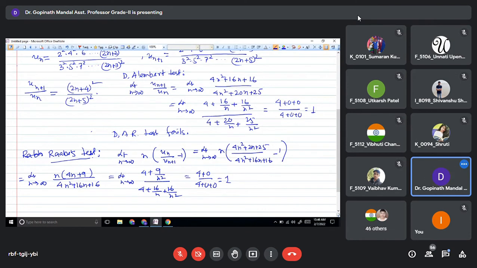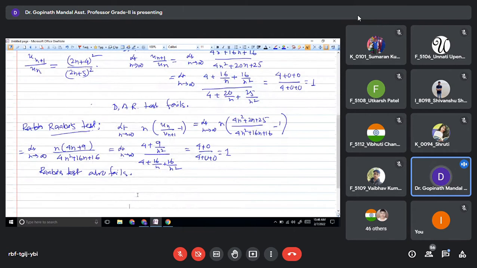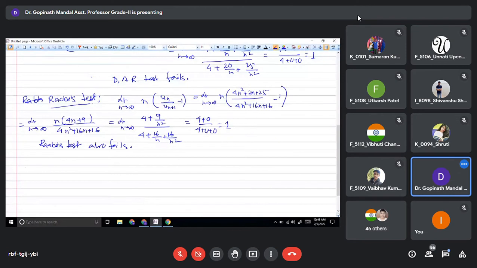That means Raabe's test also fails. Now we apply Gauss test. Let us apply Gauss test.